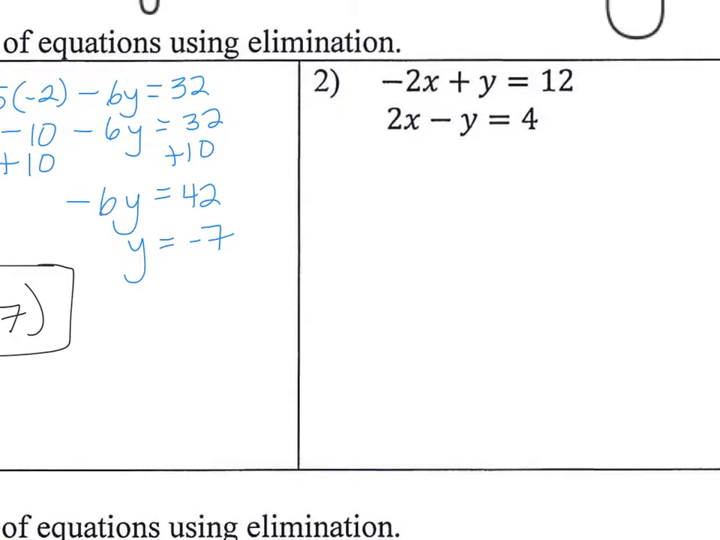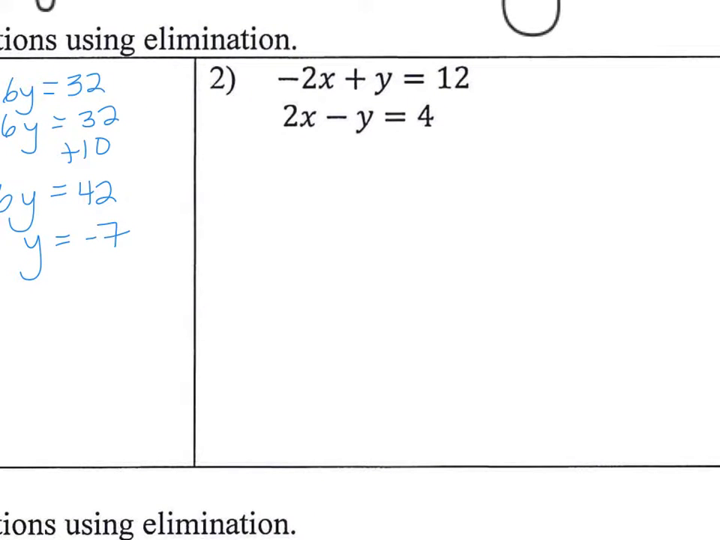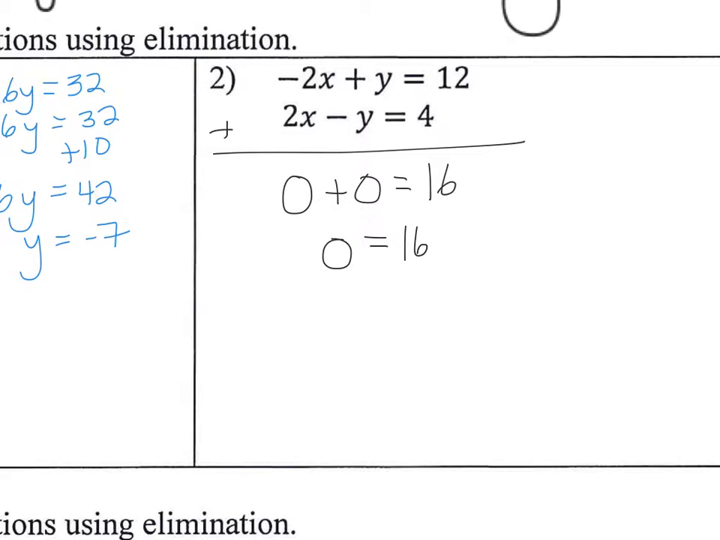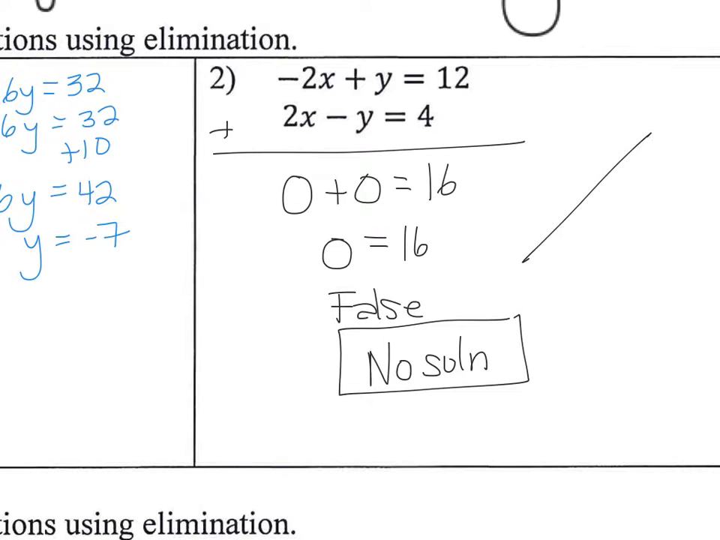For the second one, I'm going to look at, okay, if I add these two equations together, I will be able to eliminate the x, and I'll be able to eliminate the y. So here's what happens. If I add up these two, I get 0. If I add up these two, I get 0. And if I add up the constants, I get 16. So I'm left with 0 equals 16, and my variables dropped out. If your variables dropped out and this is a false statement, that means there's no solution. These are parallel lines that never intersect if you looked at the graphs. They don't have any points in common.